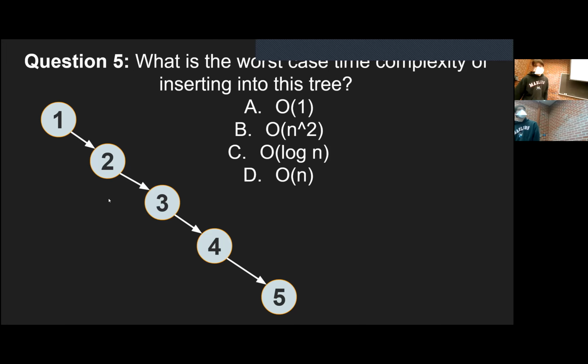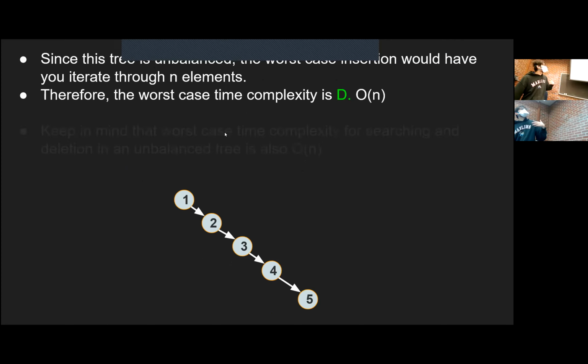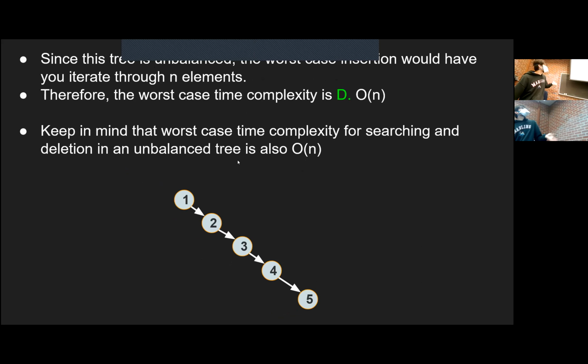Okay, awesome. I'm seeing a lot of right answers, which is good. I think everyone's answered this correctly. And so for this one, is this tree balanced? No, right. What do we know about balanced trees? Well, this is unbalanced. The worst case for insertion is you have to iterate through all of the elements. And so the worst case is D, O of n. And keep in mind that worst case complexity for searching and deletion in an unbalanced tree is also that.